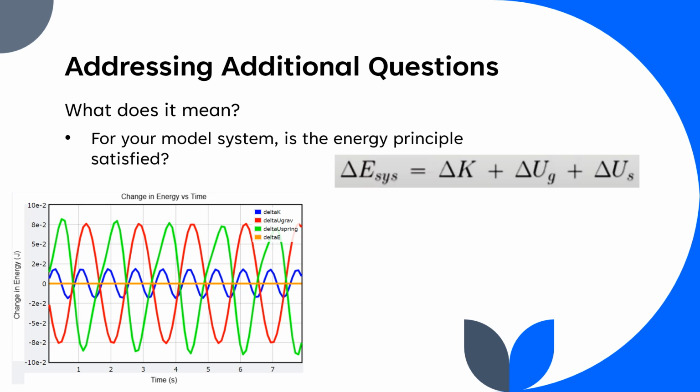For my model system, the energy principle is satisfied by using the change in energy versus time graph to see that the sum of the change in kinetic, change in gravitational potential, and change in spring potential equals zero change in the total energy of the system, as seen by the orange line, which reaffirms that there is no work being done by the surroundings since there are none.